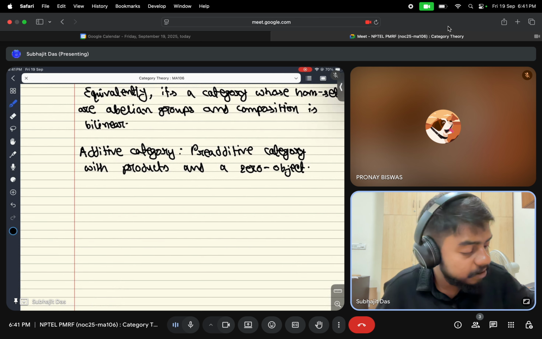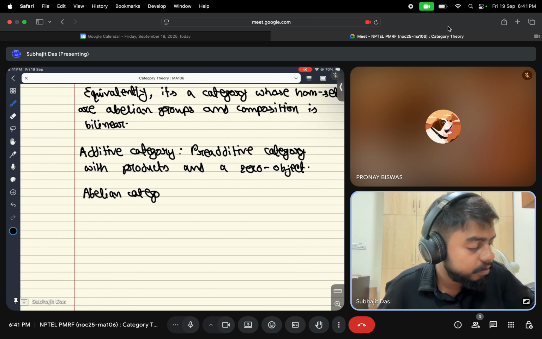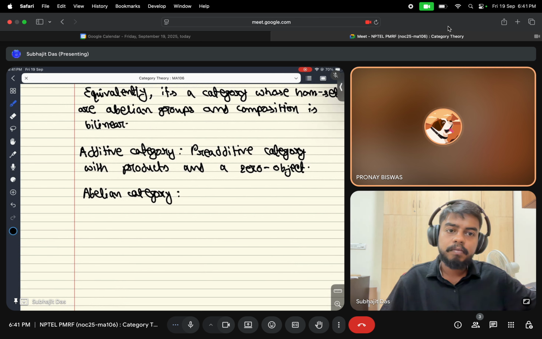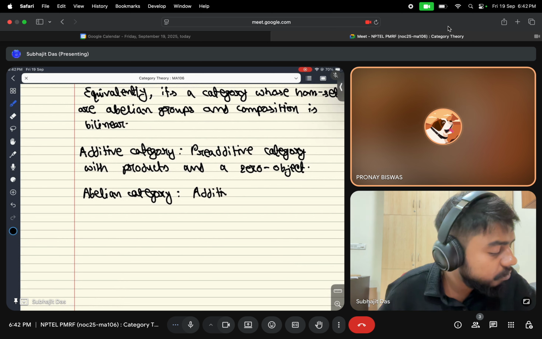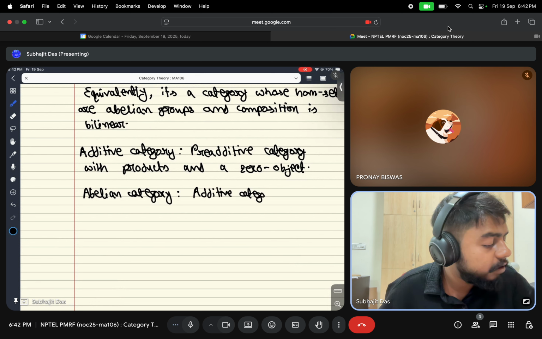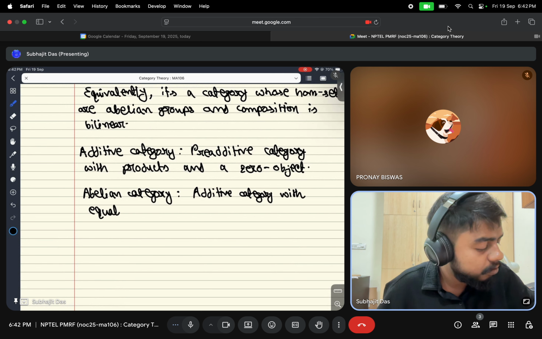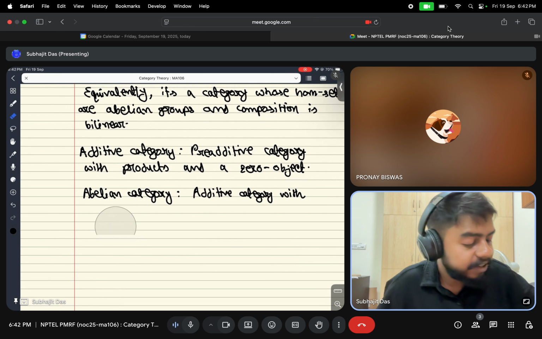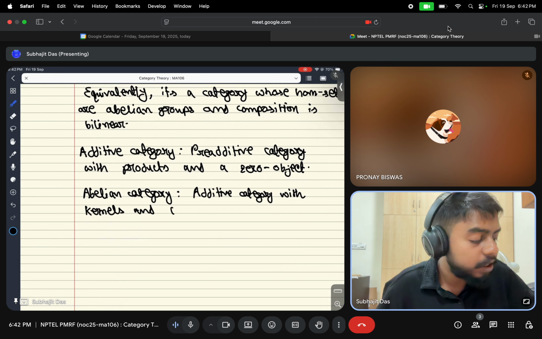Yeah, and then comes the very interesting notion of an abelian category. What is an abelian category? Category with equalizers and co-equalizers. So let's just write it in this way: additive category with kernels and co-kernels. So what is a kernel, by the way?